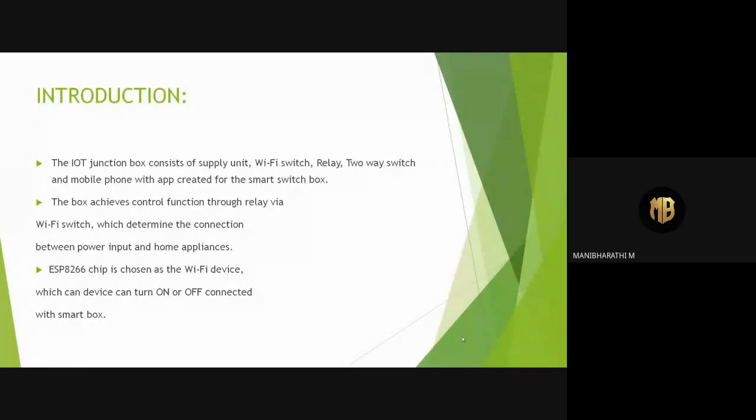The IoT junction box consists of a supply unit, Wi-Fi switch, relay, two-way switch, and a mobile phone with an app created for the smart switch box. The relay is used to create an Internet of Things project with safe, reliable power control. With the IoT power relay, we can easily control the power. The box achieves control through the relay via the Wi-Fi switch, which determines the connection between power input and home appliances. The Wi-Fi module which we have used in our project is the ESP8266 chip, sir.